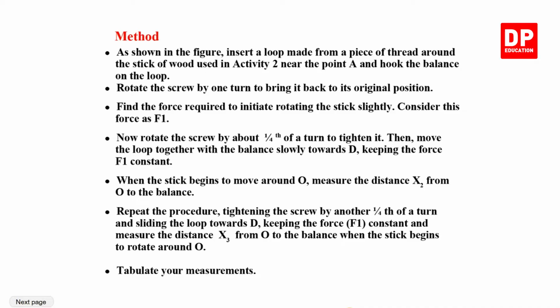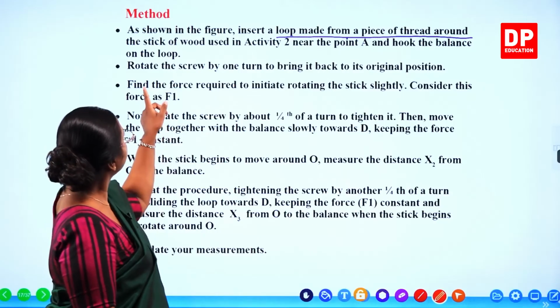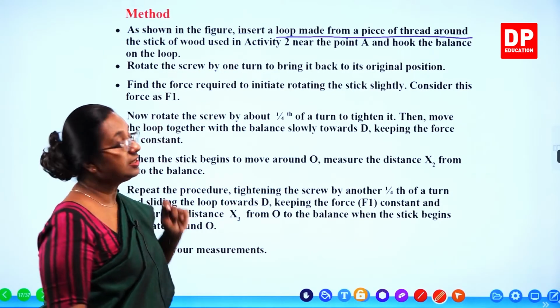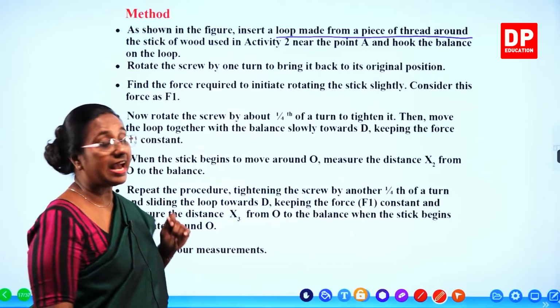Method. As shown in the figure, insert a loop made from a piece of thread around the stick of wood used in activity 2 near the point A and hook the balance on the loop. So this is what you have to do. You have to make a loop with a piece of thread that has to be inserted around the stick of wood that was used in activity 2.